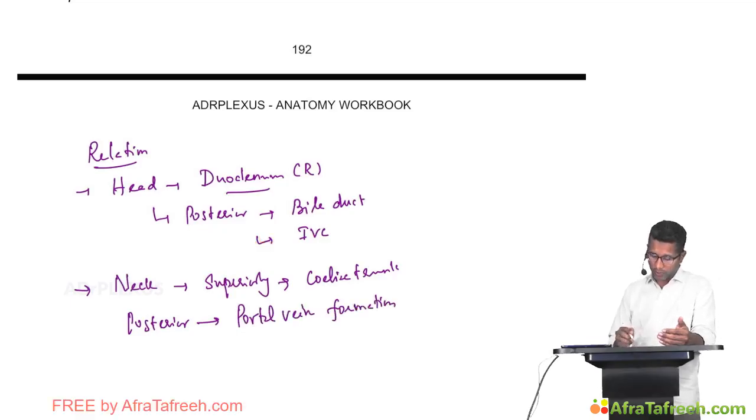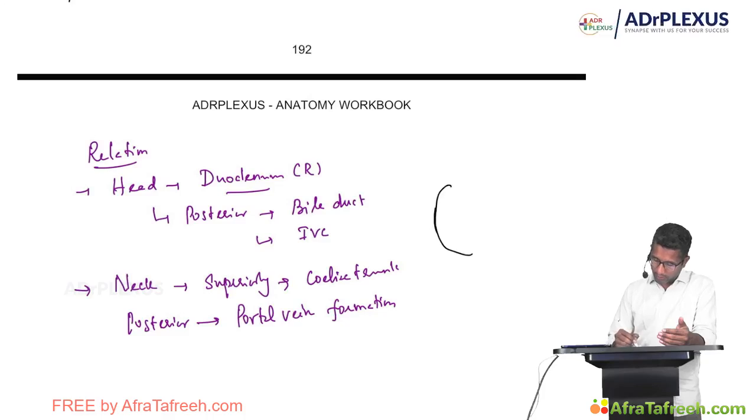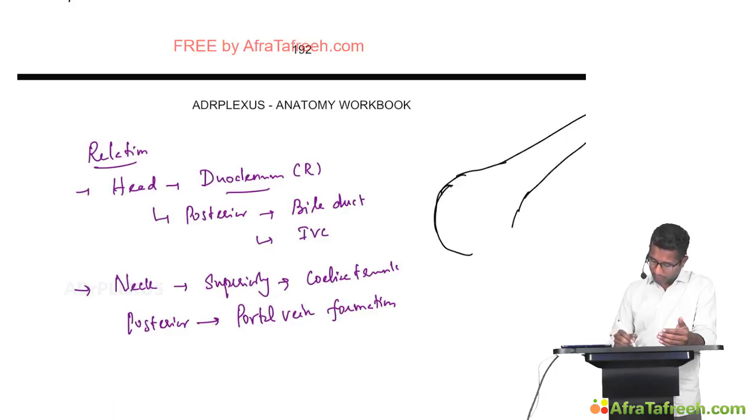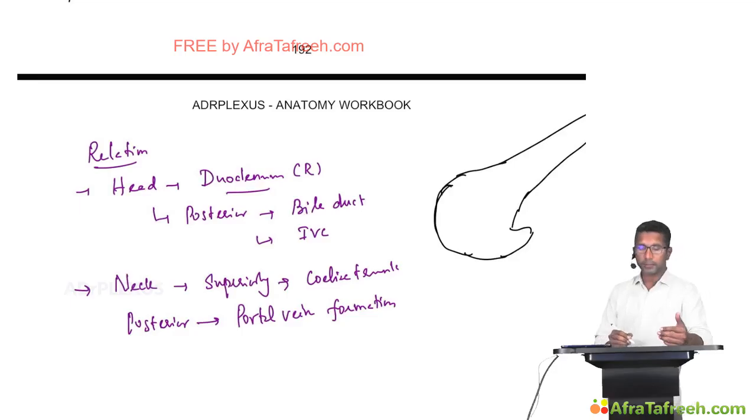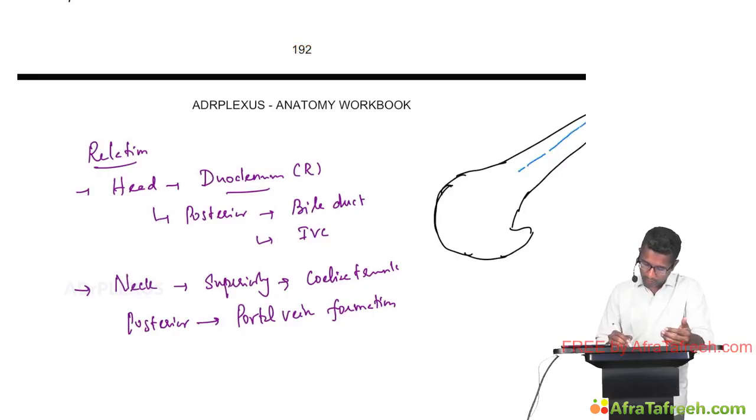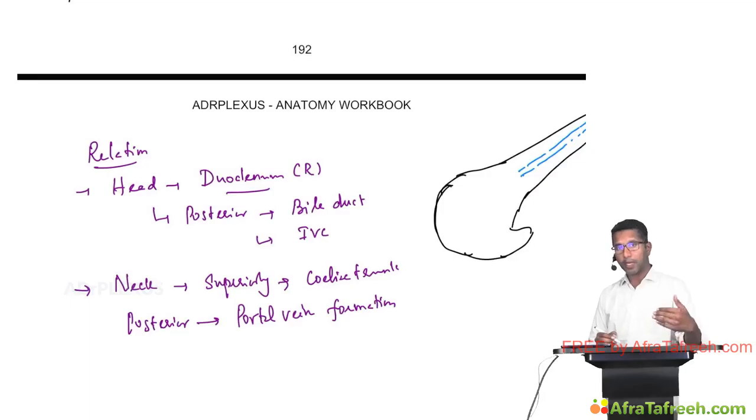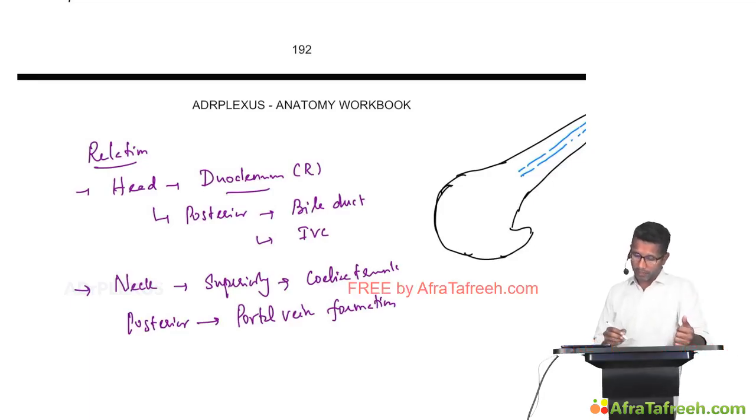If you see the pancreas, I'll just draw a simple diagram here. So this is the pancreas. This is the body of the pancreas, the tail of the pancreas, and the uncinate process of the pancreas. There is a vein which runs behind the body of the pancreas. Can anybody tell me what vein runs behind the body of the pancreas, guys? Very good, Mukundan. It is the splenic vein.